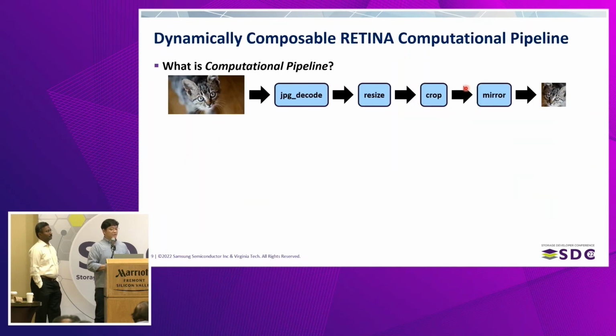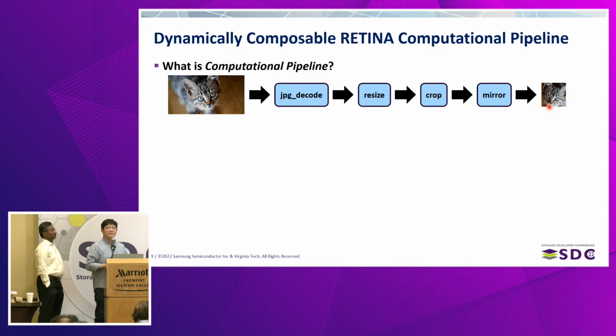And then let's switch gears and let me move on to the RETINA computational pipeline. So let me first explain what the computational pipeline is. The computational pipeline is one of the parallel computation models. The idea is basically that we get the input and then perform a series of operations in a pipeline manner, like what a CPU does, and then we find out the result.